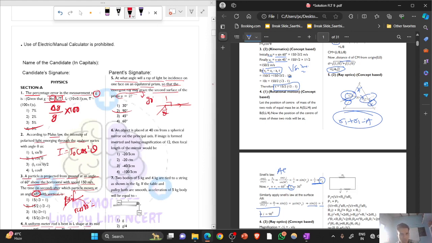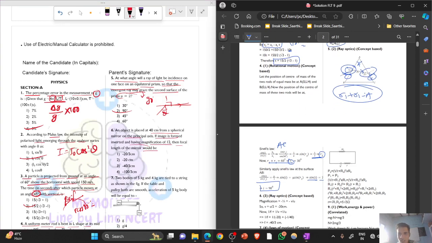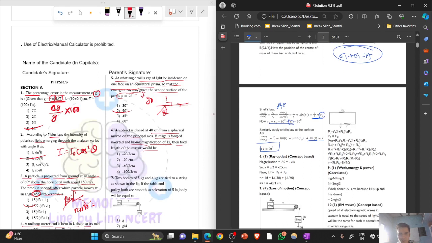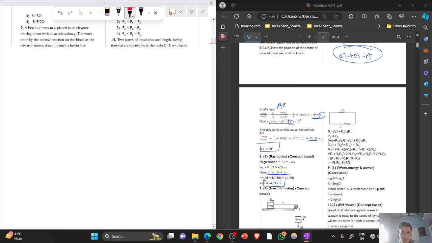Now moving to the next question. An object is placed at 40 cm from a spherical mirror on the principal axis. If the image is formed inverted and having a magnification, the focal length will be? Simply, it will be a concave mirror, and a very easy formula based question. You know the magnification is minus v by u or hi by ho. By putting this, you can calculate the relation between v and u. Then, using the mirror formula, you can calculate the focal length of the mirror. That comes out to be minus 40 by 3 centimeter. Option 3 will be the correct answer. It's simply a formula based question. You just need to understand it out.